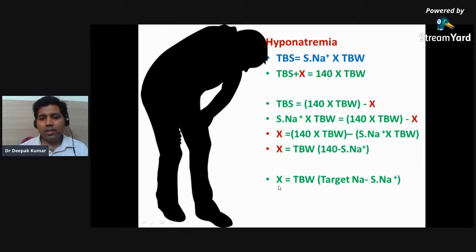Okay, so this will give a total sodium deficit of total body water into 140 minus serum sodium. That will be the salt deficit in the patient with hyponatremia. Okay, so now in case you are trying to correct it to not the normal range but a target range, then it will be x is equal to total body water into target sodium minus serum sodium.